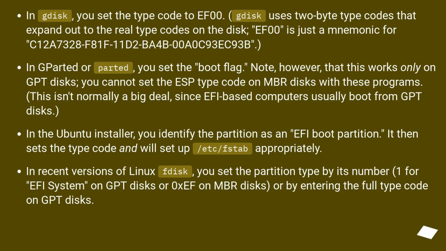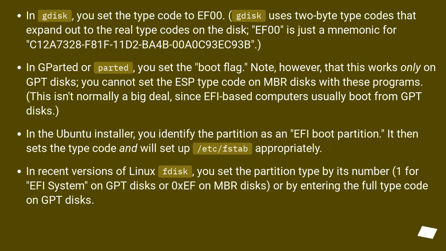Note, however, that this works only on GPT disks. You cannot set the ESP type code on MBR disks with these programs. This isn't normally a big deal, since EFI-based computers usually boot from GPT disks. In the Ubuntu installer, you identify the partition as an EFI boot partition. It then sets the type code and will set up /etc/fstab appropriately.